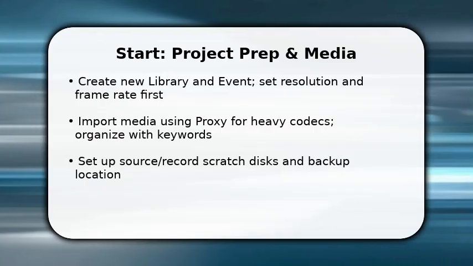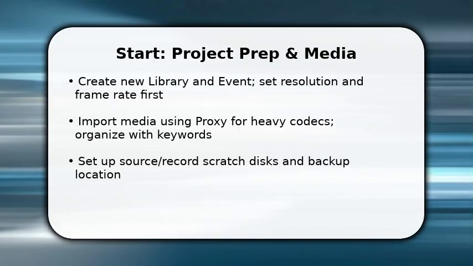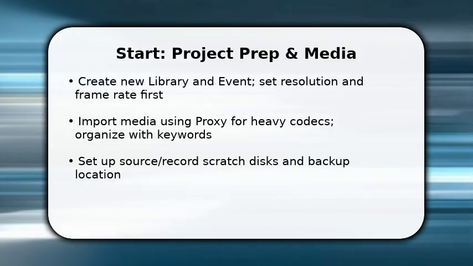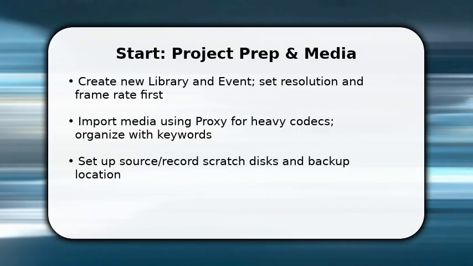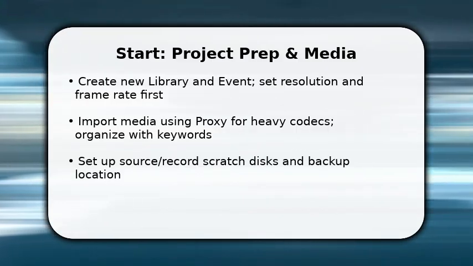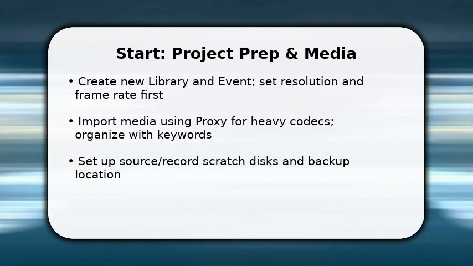You begin by building a clean library and event so media stays organized. This matters for speed and backups. Import clips using proxy files when working with H.264 or RAW to keep playback smooth, and apply keywords and favorites for quick retrieval. Once done, set your timeline frame rate and resolution to match primary footage, and confirm your scratch and backup disk locations so exports won't fail later.